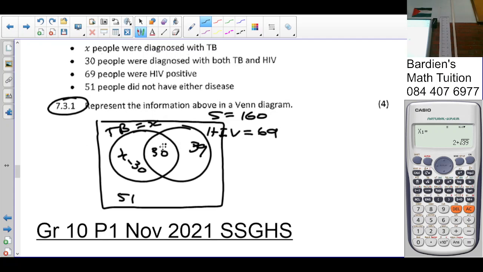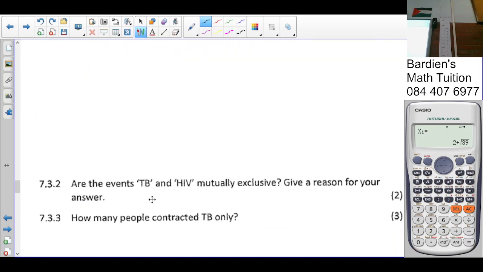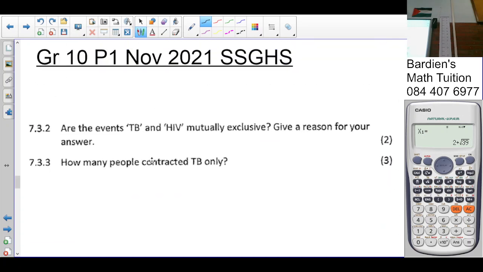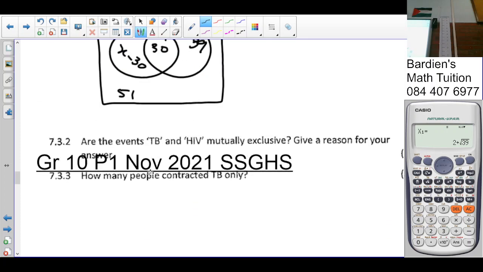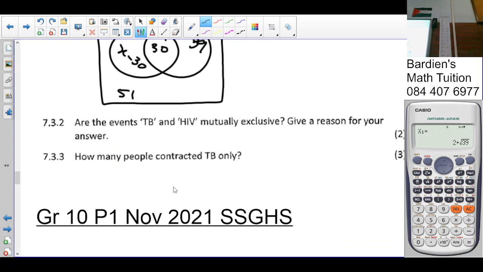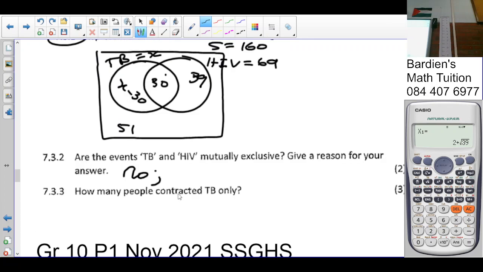So they ask you to represent that information on a Venn diagram. Then they ask you, are the events TB and HIV mutually exclusive? Are they mutually exclusive? No. Why? Because the intersection, TB intersection HIV, the probability of that is not equal to 0, or that set, n, is not equal to 0. Therefore, it is not mutually exclusive.